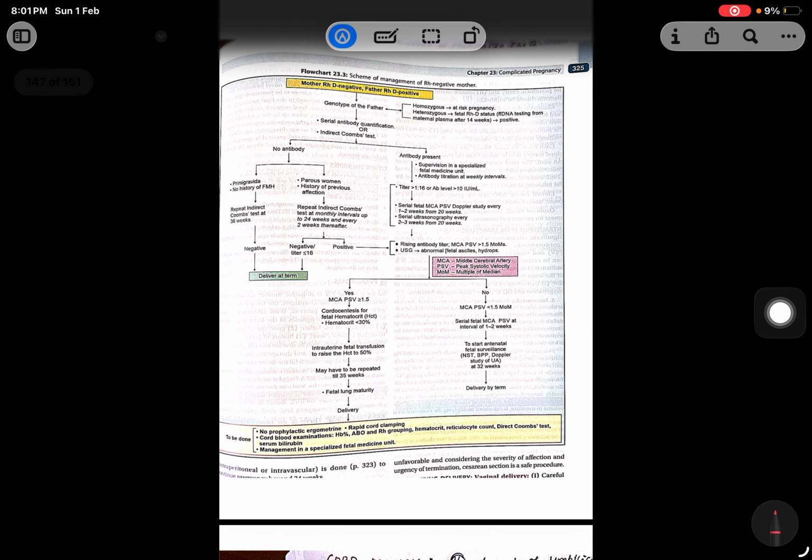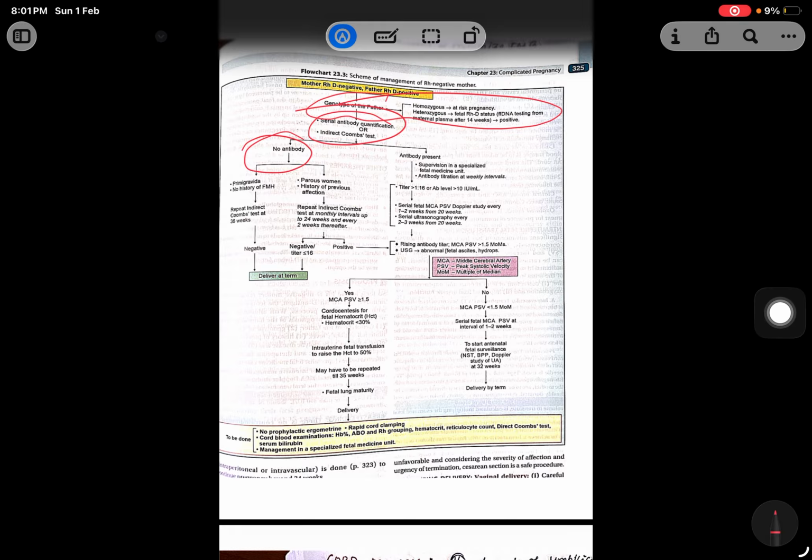This in and out is important. I'll just mention the important things again here. First you need to assess the genotype. As I told, the first thing is you need to confirm. Then you need to check whether she has formed antibodies or not using the indirect Coombs test. If antibodies are not formed, then she's the candidate for antibody prophylaxis.